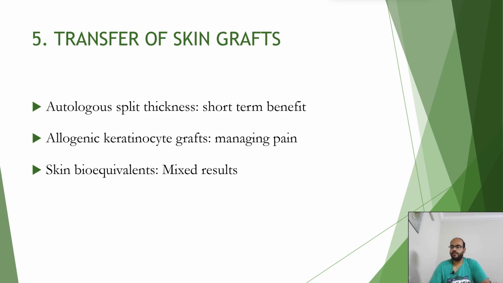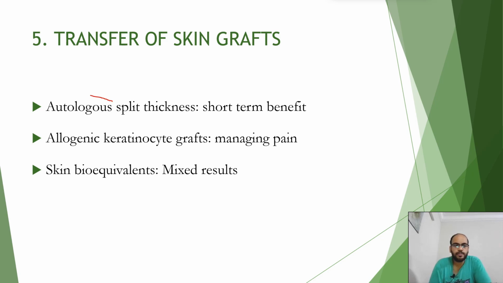Now, transfer of skin grafts. So what actually happens is you take out the cells from the patient or from some other individual, the donor. The cells can be either keratinocytes or fibroblasts or dermal components. You multiply the cells, and then you form a graft. And that graft can be implanted on the erosions or ulcers so that they can heal properly. So these are known as transfer of skin grafts.